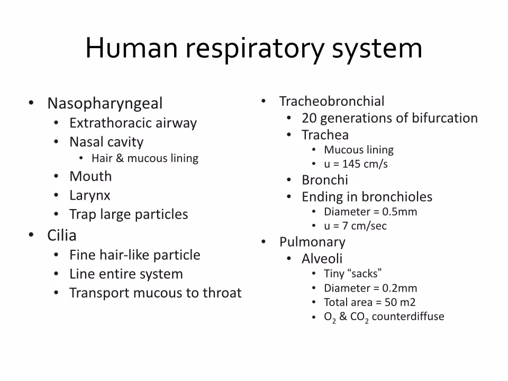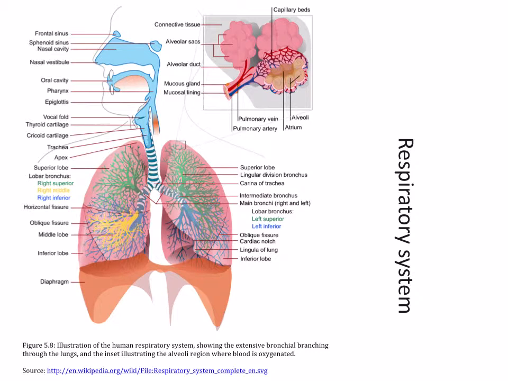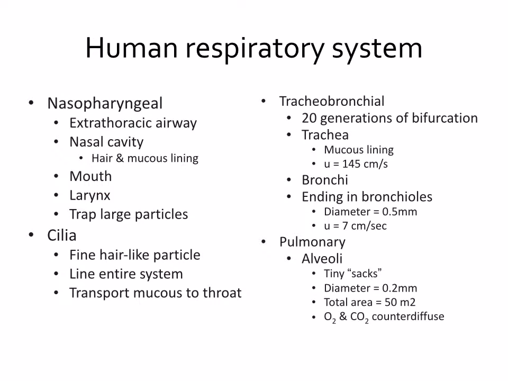The cilia act along the trachea, or the windpipe, and they are the fine hair-like structures that line the entire system and transport mucus up and down the throat column. The tracheobronchial region, shown here in this figure as the diagrams of the right superior, right middle, and right inferior lobar bronchus regions, and superior lobes, includes approximately 20 bifurcations, so 20 branches going into the lungs.